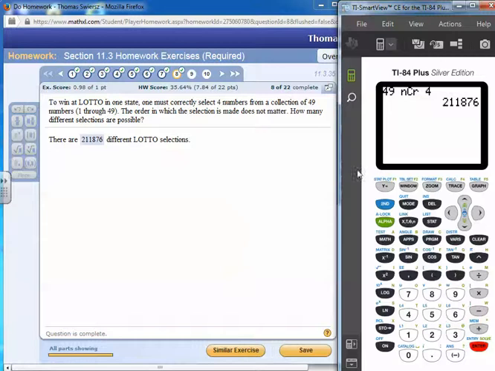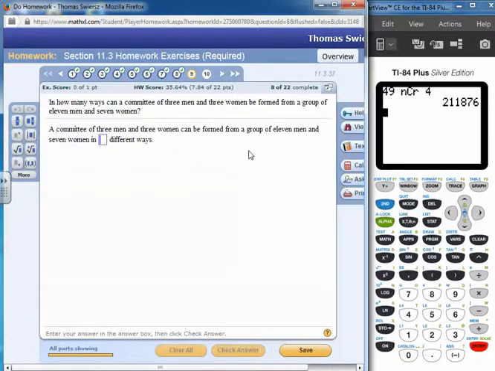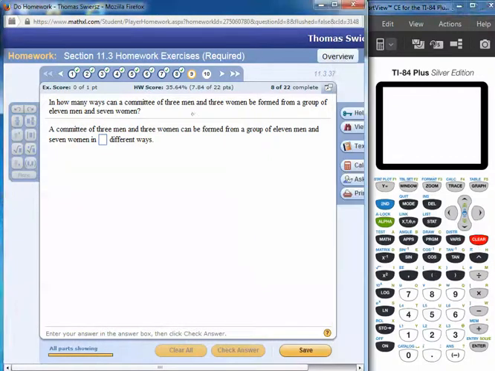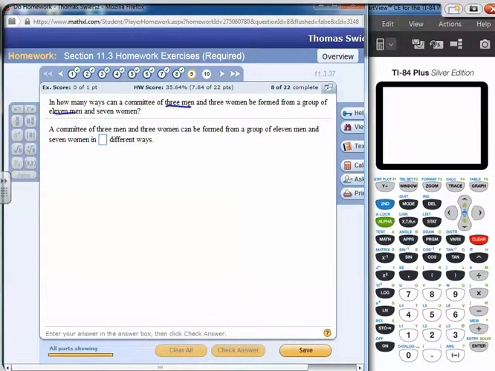All right, very good. Let's look at problem number 9. In how many ways can a committee of 3 men and 3 women be formed from a group of 11 men and 7 women? What you're doing in this one is keeping the men separated and the women separated. So 3 men from a group of 11 men, and order doesn't matter, you're just selecting, so that would be a combination, 11C3.